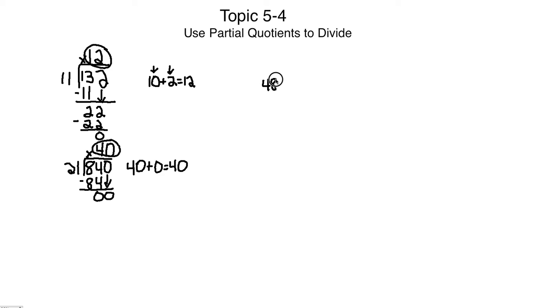480 divided by 32. Now pause it and circle your quotient. Okay, so the first thing you ask yourself is, can 32 go into the 4? And the answer is no. Now you ask yourself, how many times can 32 go into 48? And that would definitely be 1 time. 1 times 32.